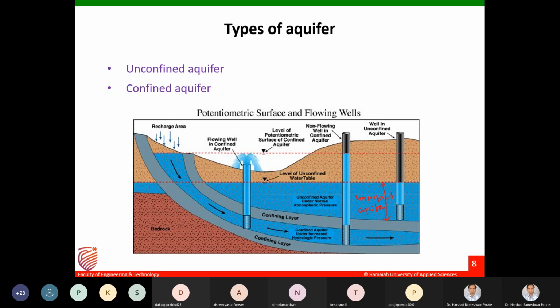it gets the recharge water from the ground. So whenever there is rainfall or whenever there is recharge taking place, that water will come, and since the bottom is impermeable, water will start building up and your water table will develop. Another important thing for an unconfined aquifer is that the water table is at atmospheric pressure.